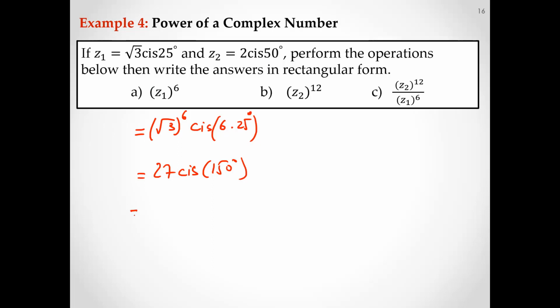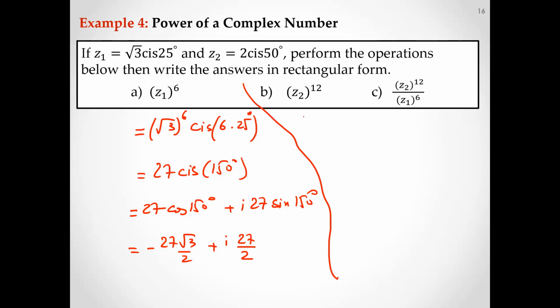Then in rectangular form it's just 27 cosine 150 plus I 27 sine 150. And cosine 150 is minus root 3 over 2 and sine 150 is half.